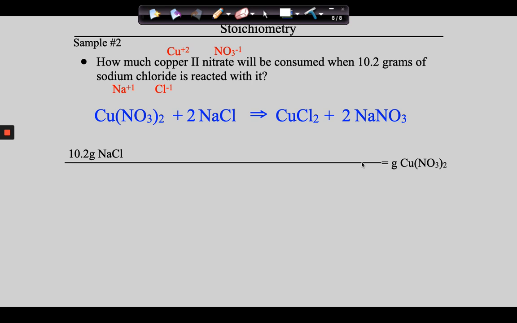Now guys, at this point, seriously, it's grams to moles, moles to moles, moles to grams. Every time, it's always the same. So the first thing we've got to do is grams to moles. Chlorine's 35, sorry, sodium's 23, chlorine's 35.5. That means 58.5 grams is a mole.